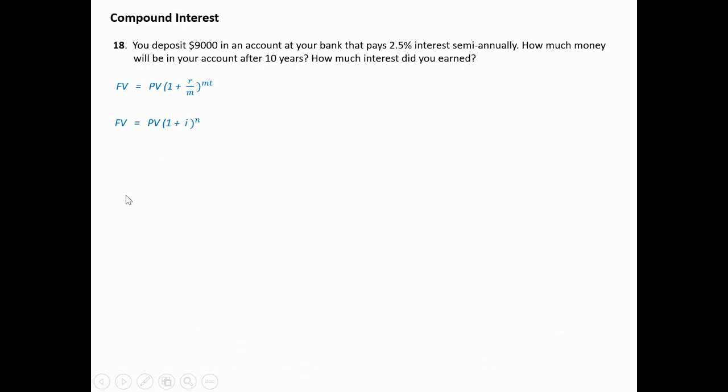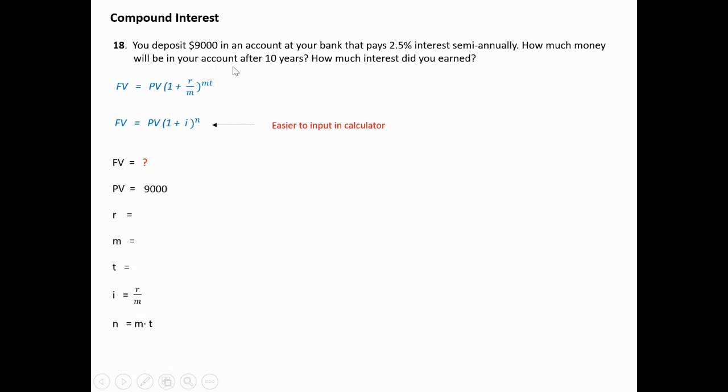Now this is going to be 7 variables. Okay, 7 variables. You see 1, 2, 3, 4, 5, 6, 7. For sections 5.2, 5.3, and 5.4, there will always be 7 variables that you need to extract from the word problem. So first of all, what are we looking for? We're looking for how much money will be in your account after 10 years. So we're looking for the future value.